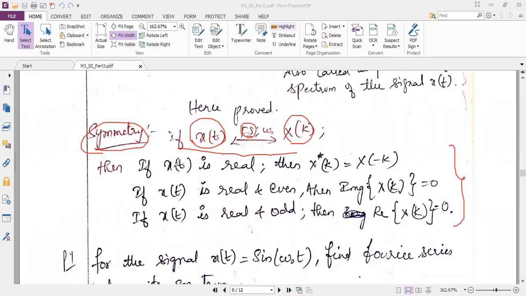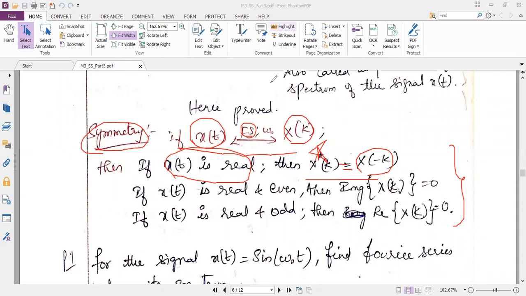So the first point is, if the given x of t is real, then X conjugate of k is equal to X of minus k. So these are the observations we make under the symmetry property.